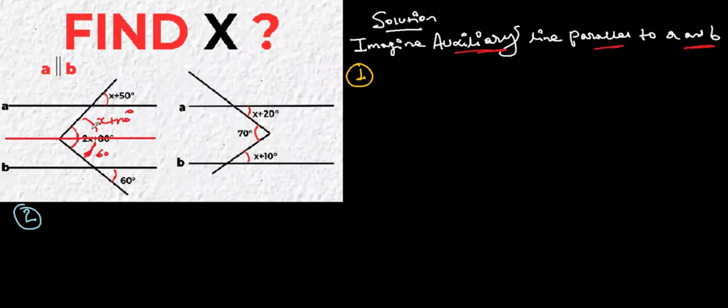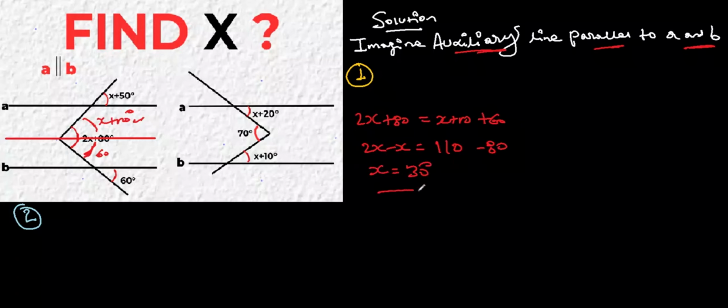So from this relation, the central angle 2x plus 80 will be the sum of x plus 50 plus 60 degrees. So 2x plus 80 is equal to x plus 50 plus 60 degrees, right? So 2x minus x is equal to 110 minus 80. So x will be 30 degrees. The answer for this one is just 30 degrees.